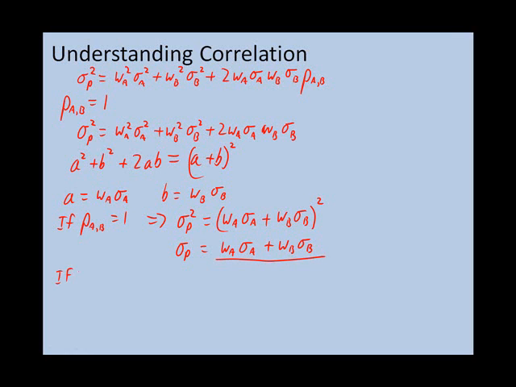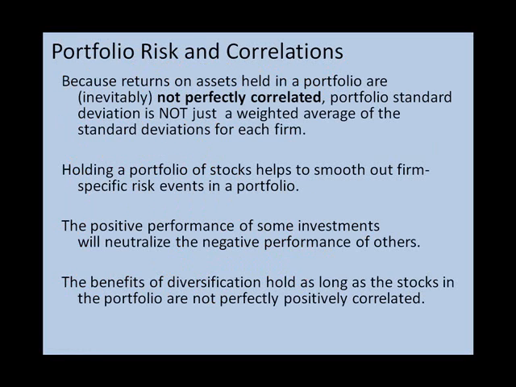If, however, the correlation is less than 1, then we know that the portfolio standard deviation must be less than the weighted average of the firm level standard deviations. So as long as the correlation is less than 1, there will always be some benefits to diversification and investing in multiple stocks. In reality, it's very hard to find assets or stocks that are perfectly correlated.